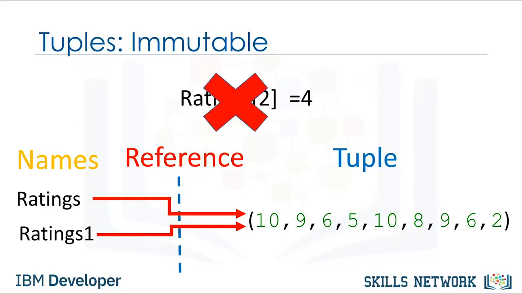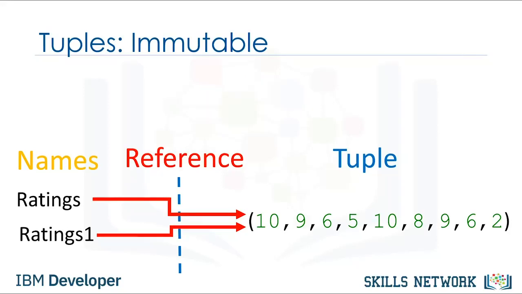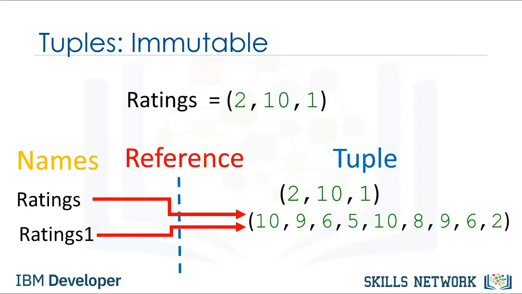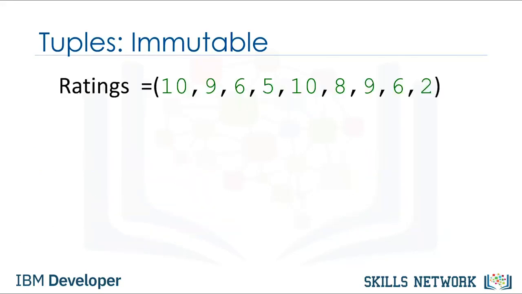Let's say we want to change the element at index 2. Because tuples are immutable, we can't. Therefore, ratings1 will not be affected by a change in rating because the tuple is immutable, i.e. we can't change it. We can assign a different tuple to the ratings variable. The variable ratings now references another tuple. As a consequence of immutability, if we would like to manipulate a tuple, we must create a new tuple instead.